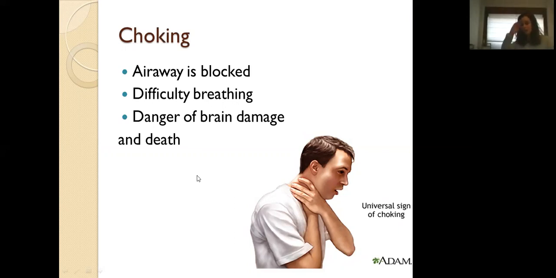Okay, so choking is when the airway is blocked and the person can't breathe. It has a danger of brain damage and death, so it's very important to try and solve this as fast as possible. The universal sign of choking is when people grab their throats and start gasping, or you see that they're having trouble breathing. They can even get paler, or then later on a bit blue. So you should act then.